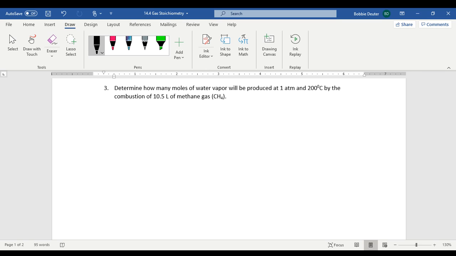That's where the ideal gas law comes in. PV equals nRT. So in this one, it says determine how many moles of water vapor are produced by combustion reaction again with methane. So we start with that balanced chemical equation.